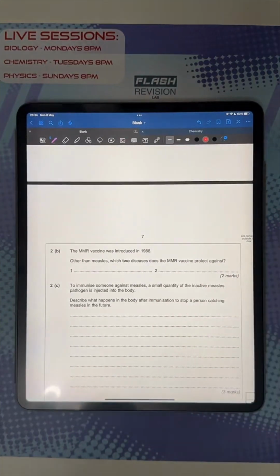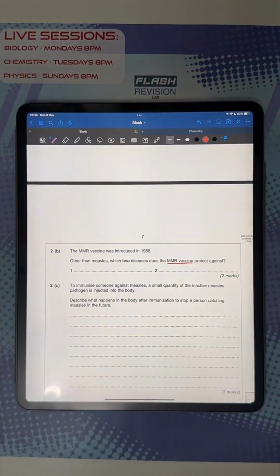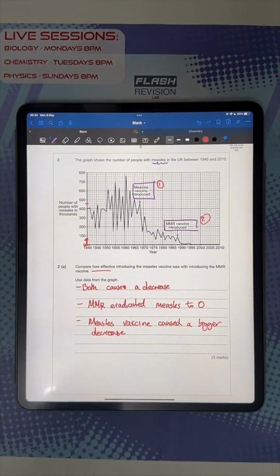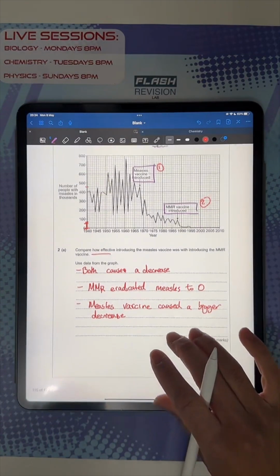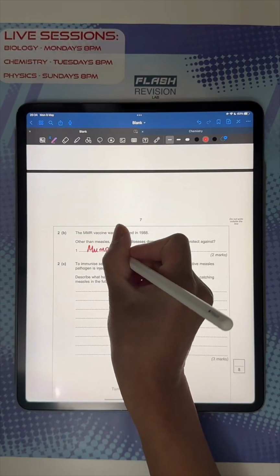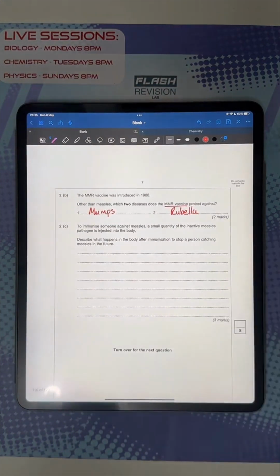Right. This is a question just for AQA people. Other than measles, which two diseases does the MMR vaccine protect against? What does MMR stand for? Let me go back for 1 second while people answer that. What does MMR stand for? Yep. Well done. So the first M is for measles, second one's mumps, and last one is rubella. So we've already talked about measles, so this got mumps and rubella.